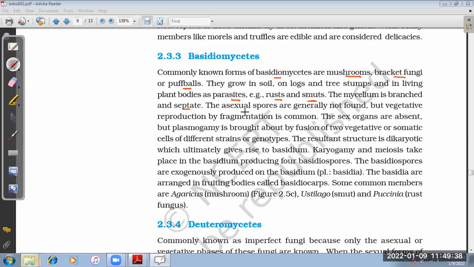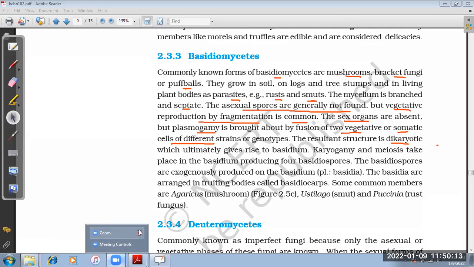Septate. Asexual spores are not found generally, but vegetative reproduction by fragmentation is common. No sex organs, but plasmogamy takes place. The somatic cells come together, and that is how there will be plasmogamy. Plasmogamy means the cytoplasm of the two vegetative cells come together. So you get a dikaryotic stage. Can you see? A dikaryotic stage is very important.